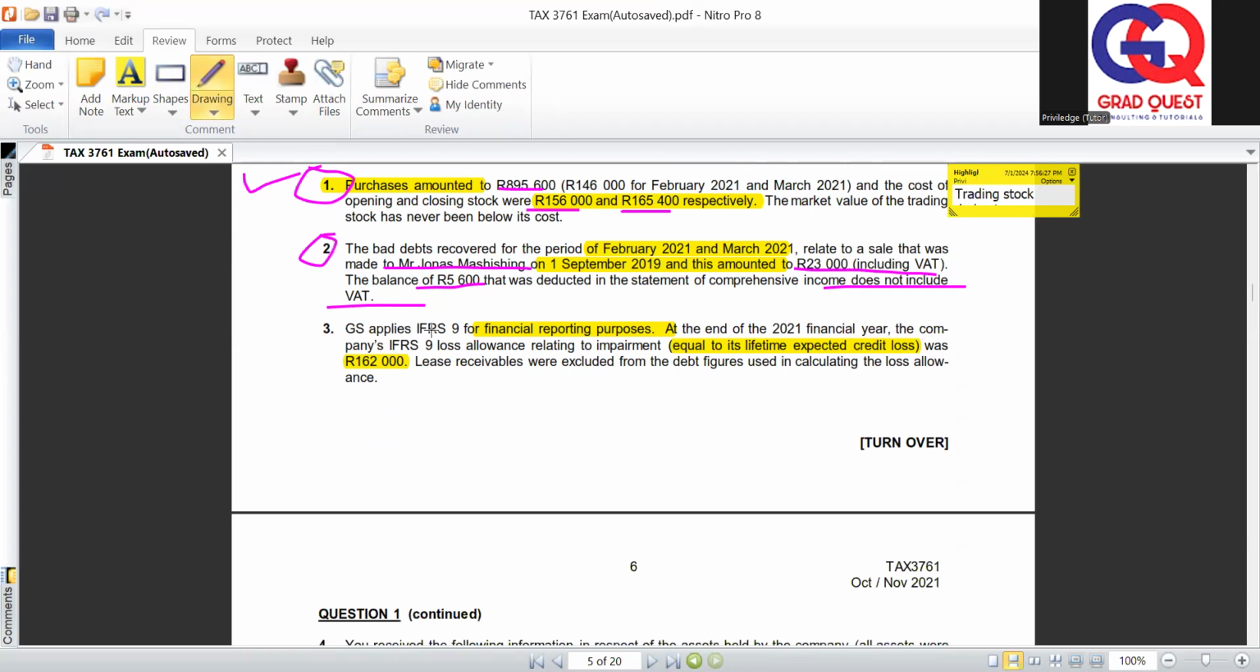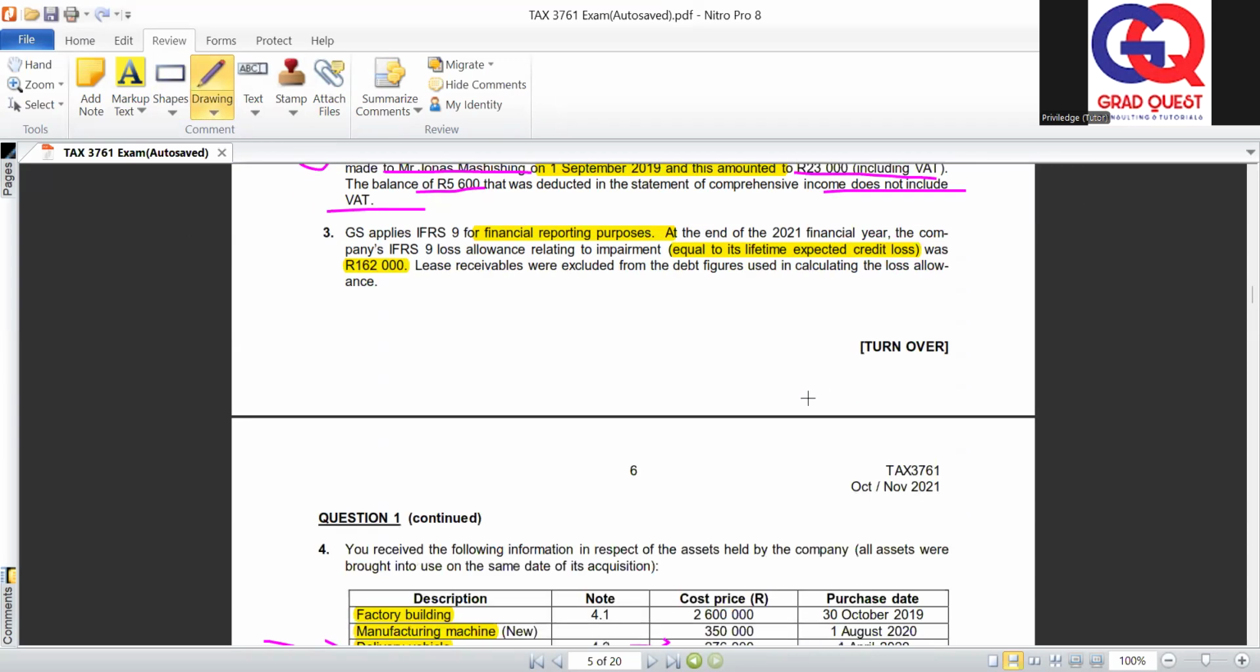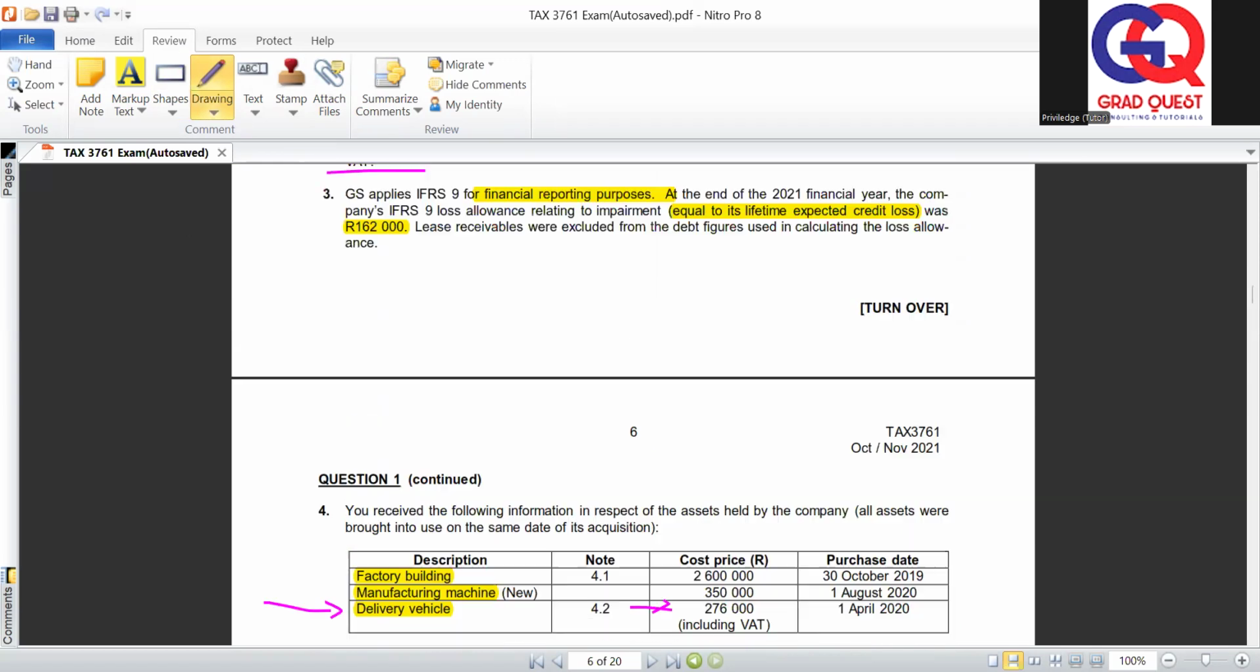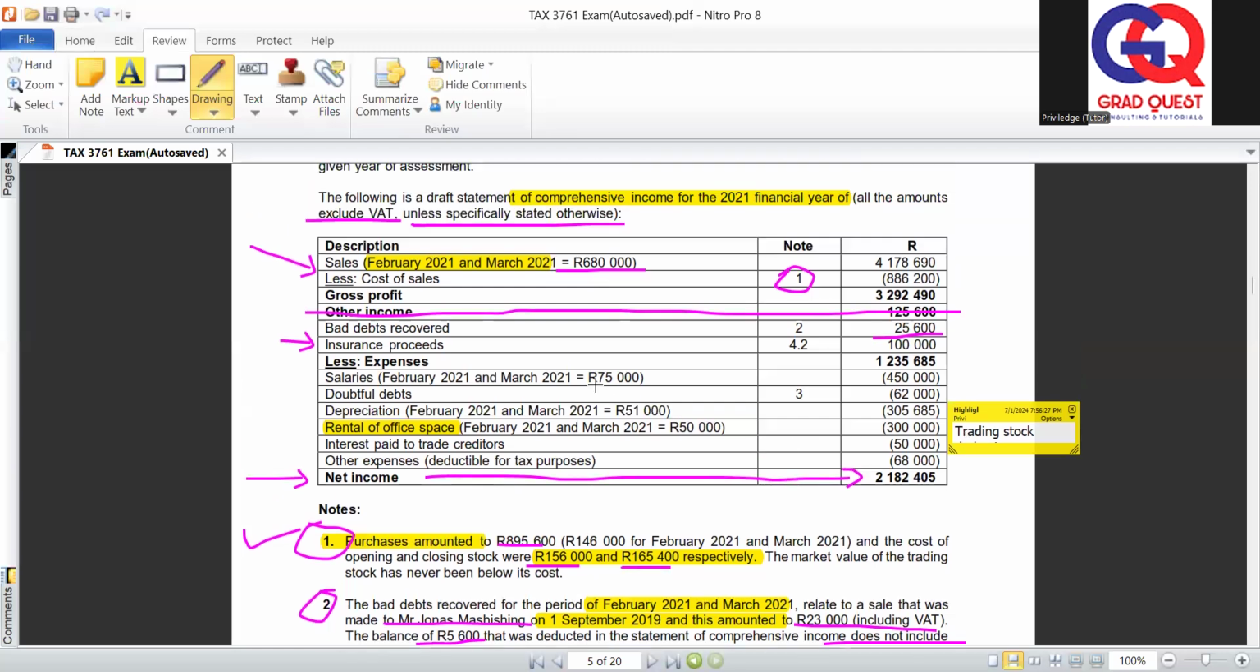Then let me see. Oh yeah, the delivery vehicle, it's right over there. It's something that you could have done right at the bottom, but I felt it was wise for us to consider looking into it, and it was really because of note number 4.2.